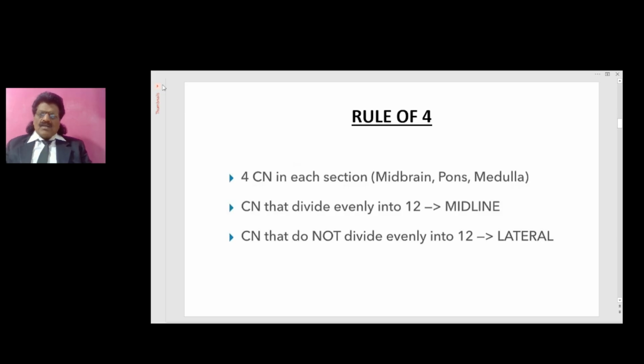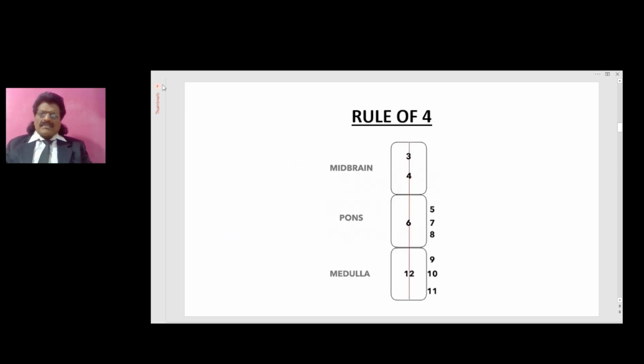So cranial nerves that can divide 12 into equal parts, that is 3, 4, 6 and 12. 12 by 3 is 4, 12 by 4 is 3, 12 by 6 is 2, 12 by 12 is 1. So 3, 4, 6, 12 cranial nerves are placed medially. The cranial nerves which cannot divide 12 into equal parts are placed laterally. That is 5, 7, 8 in pons, 9, 10, 11 in medulla oblongata.